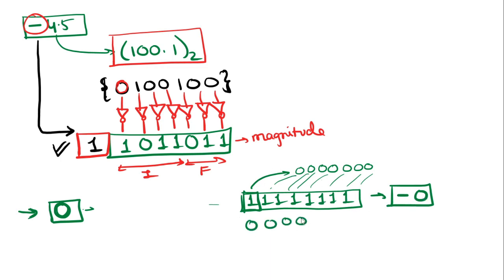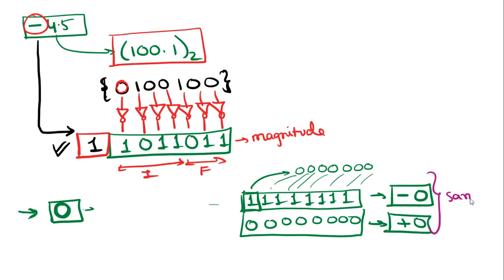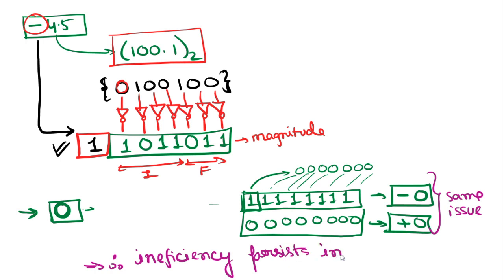Similarly, if we write this sequence, it will represent plus 0. Now again we have the same issue. Therefore the inefficiency persists in one's complement as well.